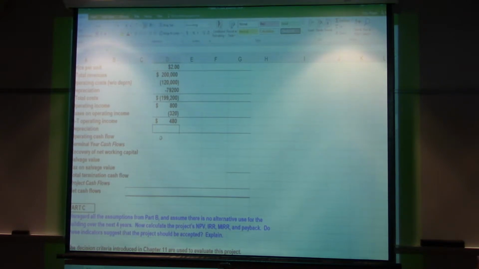I think it's right. Now we're adding back depreciation. That's what you do in the accounting class too? Yeah, I think this is operating cash flow, right. You see, so, yeah.